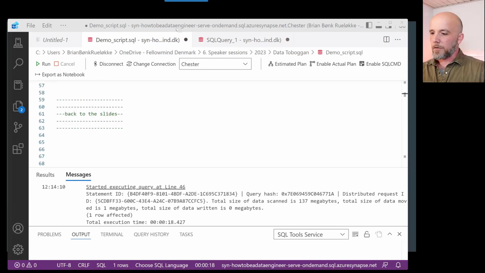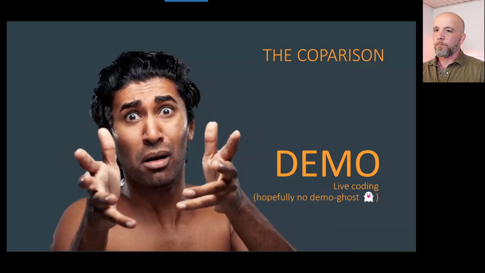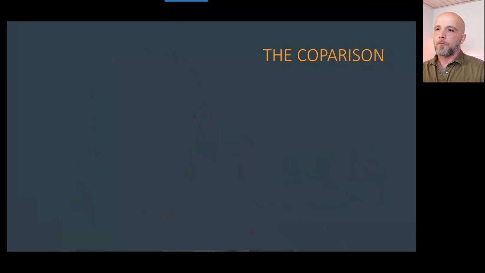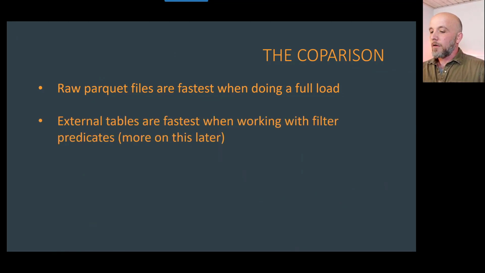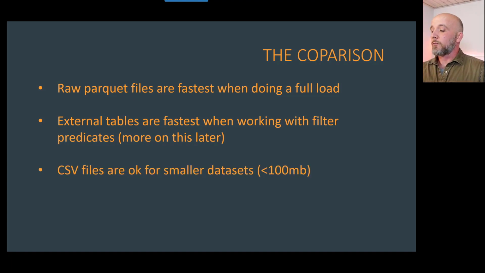So back to the slides. Let me move this away. So the comparison here. Raw Parquet files are fastest when doing a full load. External tables are fastest when working with a filter predicate. I'll get back to this later because we can do some partitioning here. CSV files are okay for smaller datasets. I've tested this. If you are below 100 megabytes, then by all means go for the CSV file because you won't see any difference because of the parallelization inside Synapse. It's just the same thing.